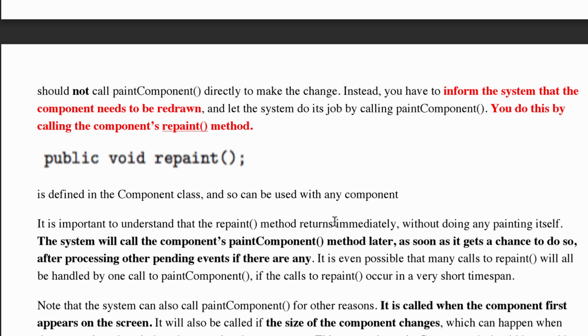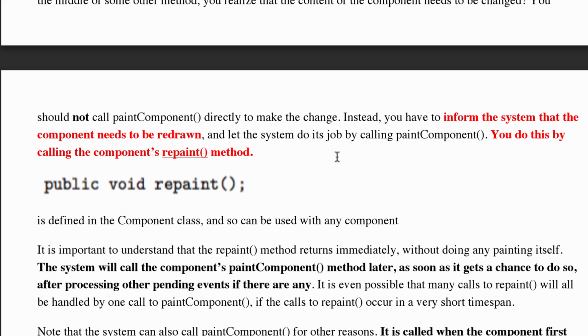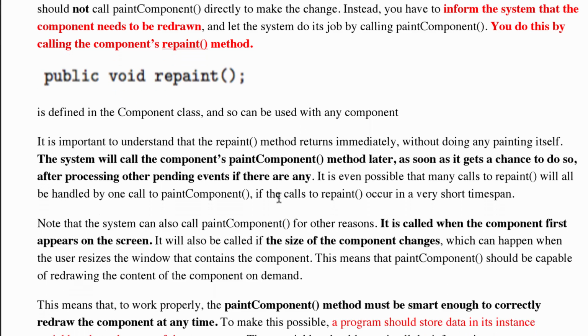What if you want to redraw? Like, what if you shifted the coordinates of something and you want that to show up? Again, you do not call paintComponent directly. You inform the system that it needs to be redrawn. So you don't call paintComponent, you call something called repaint. All right? Repaint tells the system, hey, when you get the chance, please redraw everything based on the instructions I provided in paintComponent. Okay?